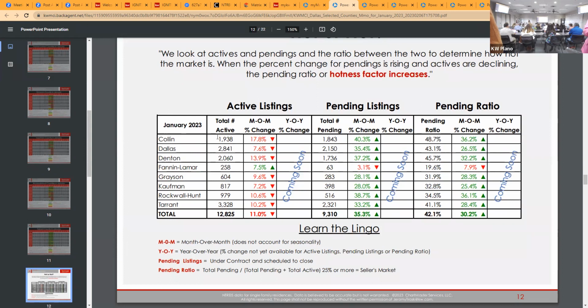So you can see that active listings in Collin County are down month over month for January. Pendings are up. So that's a hot market. Same with Dallas County: actives are down and then pendings are up. The pending ratio is up. Only not so hot market would be Fannin and Lamar County.